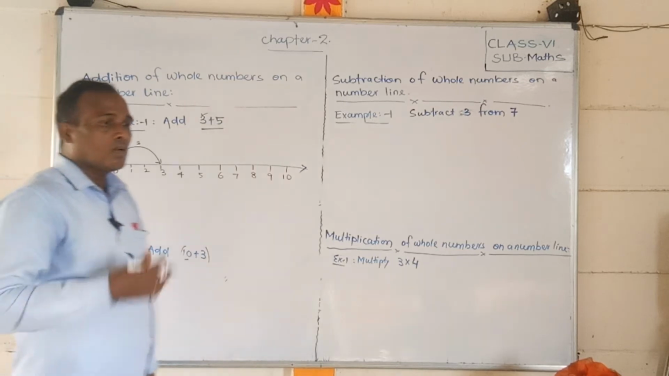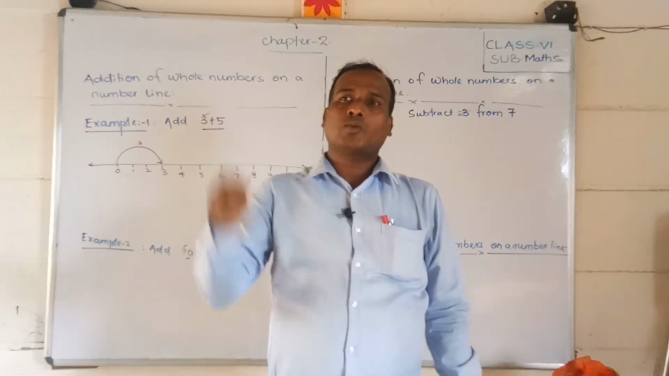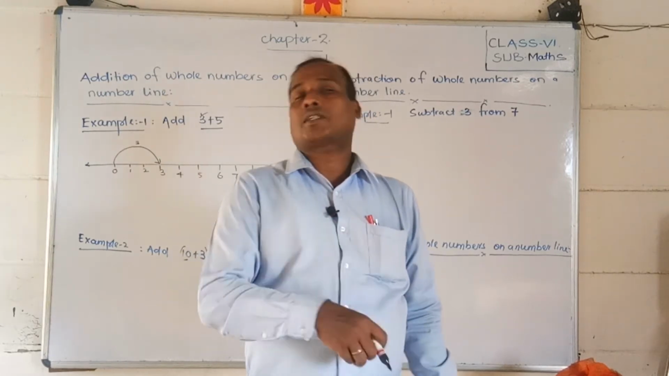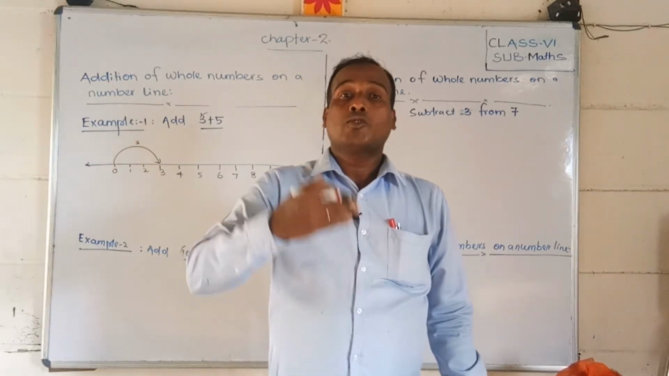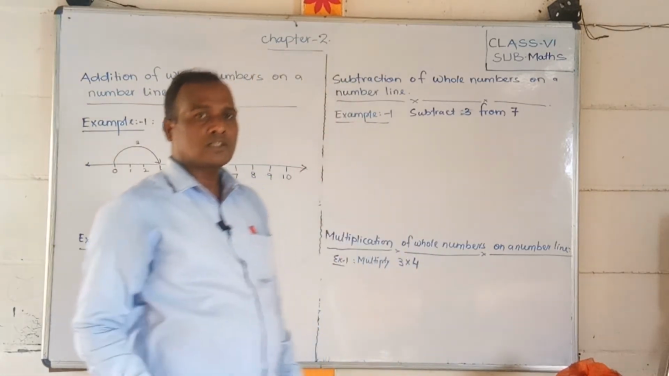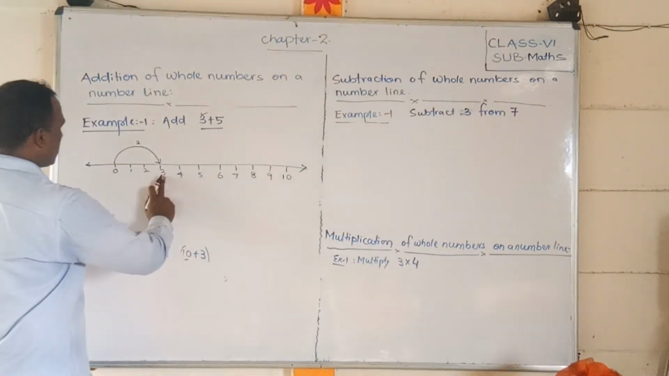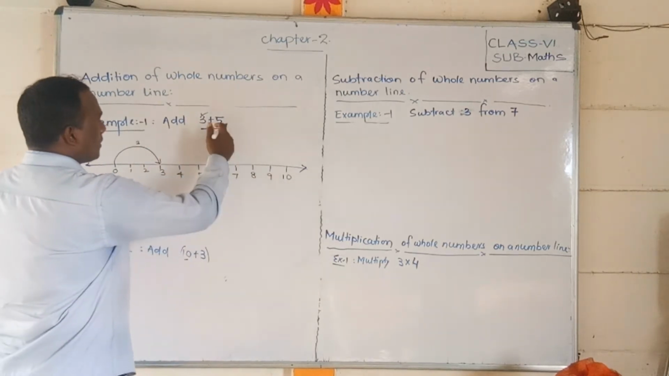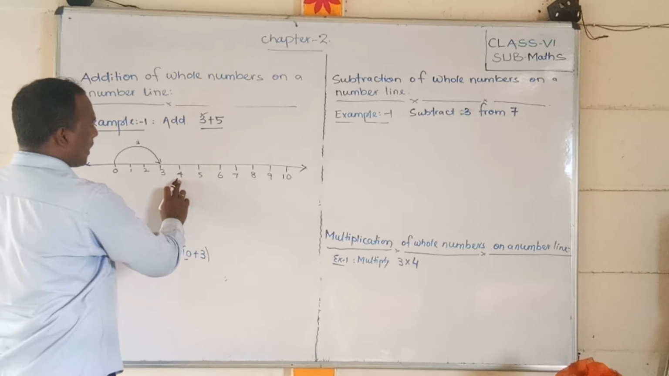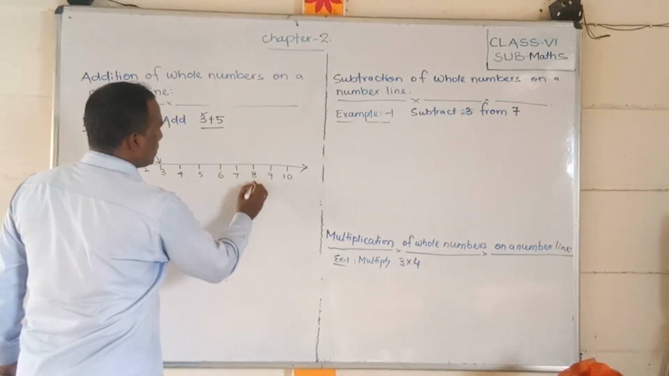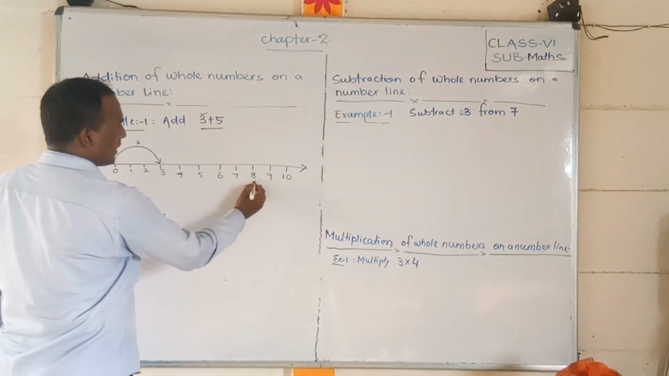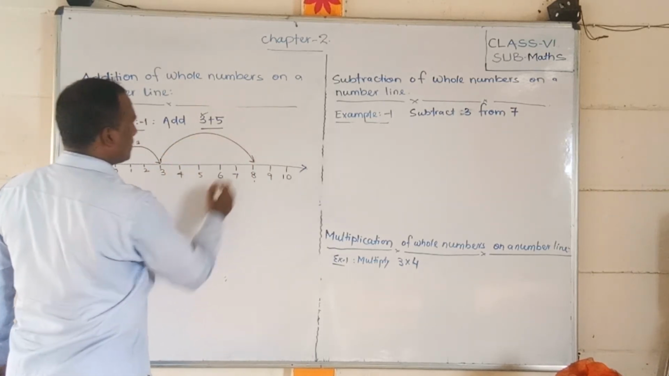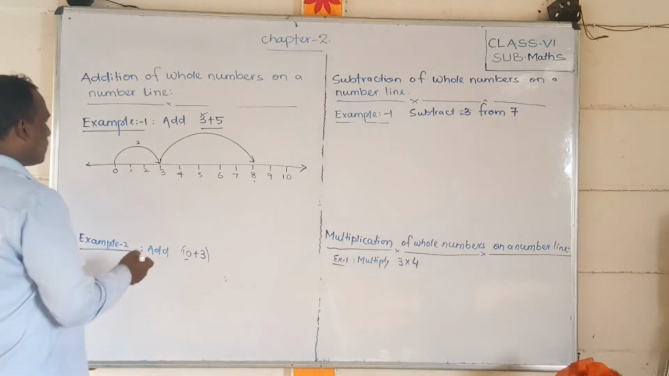Remember students, whenever you are adding a positive number to a given whole number, you have to move towards the right side. From that number you have to move right whenever you are adding. So how much do you have to go forward? Right side 5 steps: 1, 2, 3, 4, 5. Up to here you have to come, and mark it. Now we came to 8. Now what will we show?